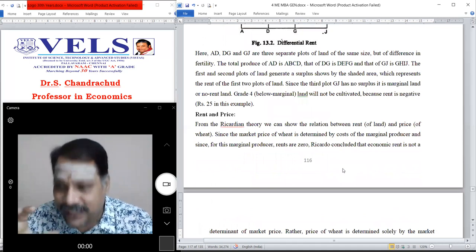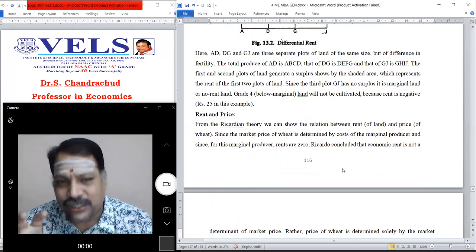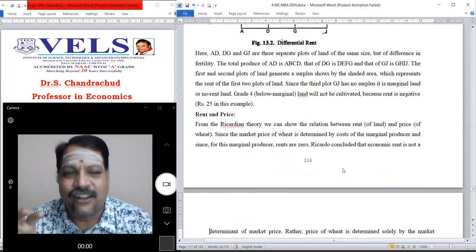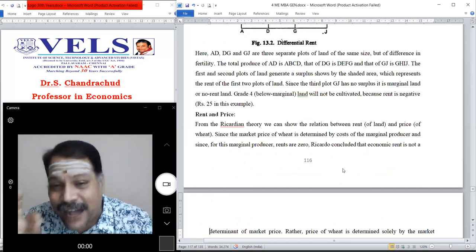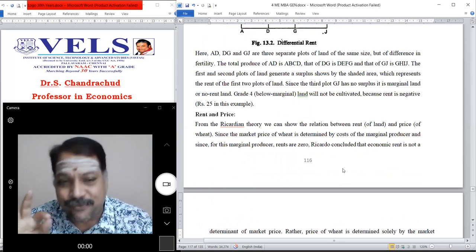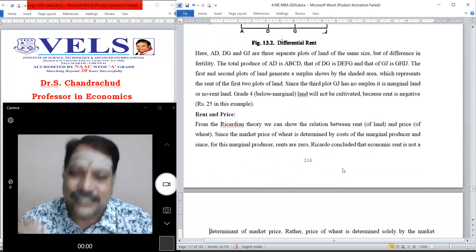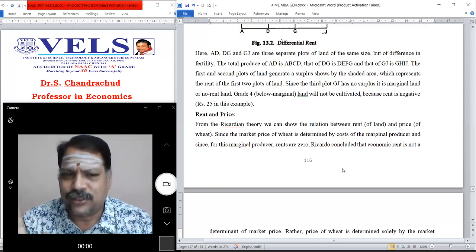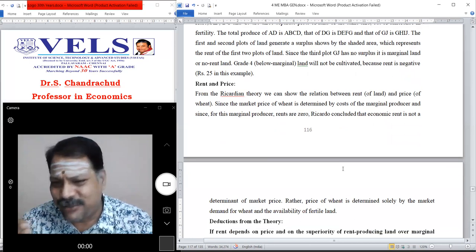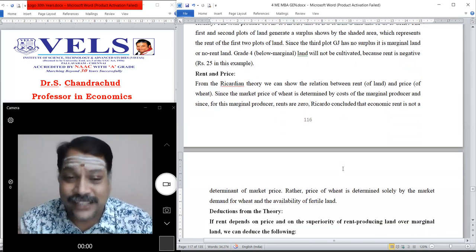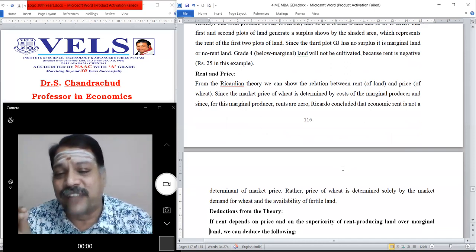Now, coming to the actual part of the theory, from the Ricardian theory, we can show the relation between the rent, that is the land, and the price. Here it is wheat, or corn. Since the market price of the wheat is determined by the cost of the marginal producer, and since for this marginal producer the rent will be zero, Ricardo concluded that economic rent is not a determinant of market price. Rather, the price of wheat is determined solely by the market demand for wheat and the availability of fertile land.